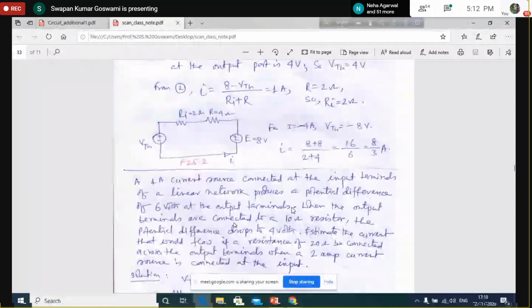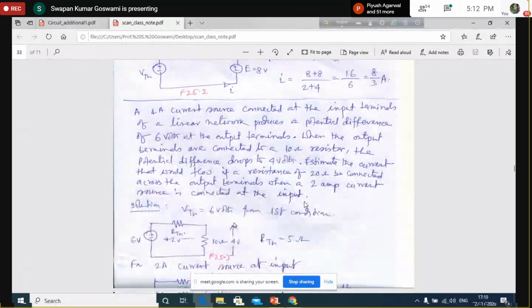Now, a 10 ohm resistance is connected at the output terminals. Okay. So we can represent that network by 6 volt in series with the Thevenin impedance, Thevenin's resistance. What is the Thevenin resistance? Not yet known to us. We have to find it out. Okay. That linear network with a 1 ampere current source at the input may be represented by a 6 volt source with a series impedance of say R Thevenin using Thevenin's theorem.